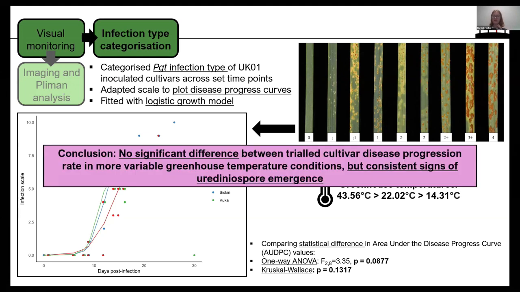So in conclusion, there was no significant difference between these trialed cultivars, but it should be considered that there was consistent Uredinia spore emergence. And this can also be viewed in light of climate change and potentially how even a broad range of climates is conducive to its emergence.